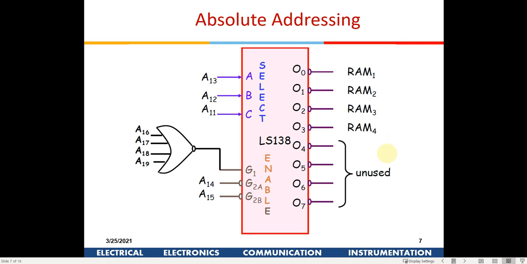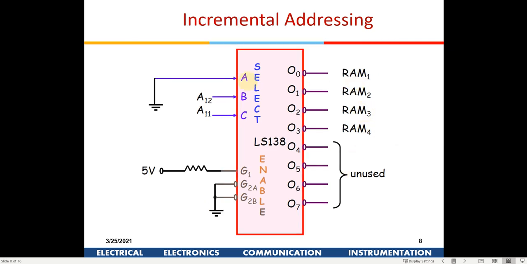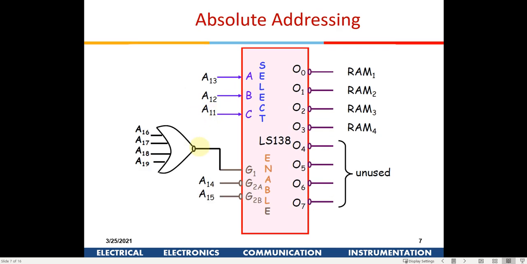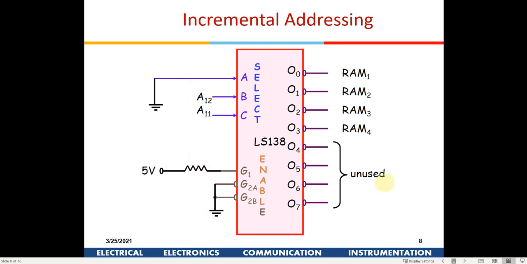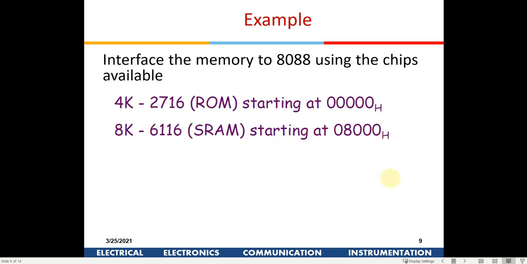Is that okay? Yes, sir. Whereas if you are going to implement the hardware like this, then you don't have scope for future expansion. But then the circuit gets simplified. All these NOR gates and these things are not required in this case. So that is the advantage.